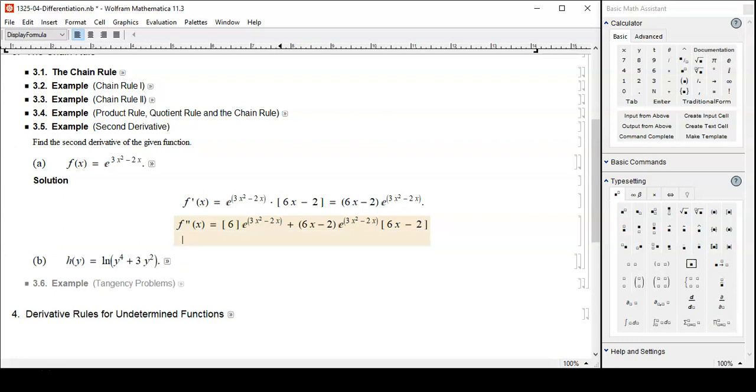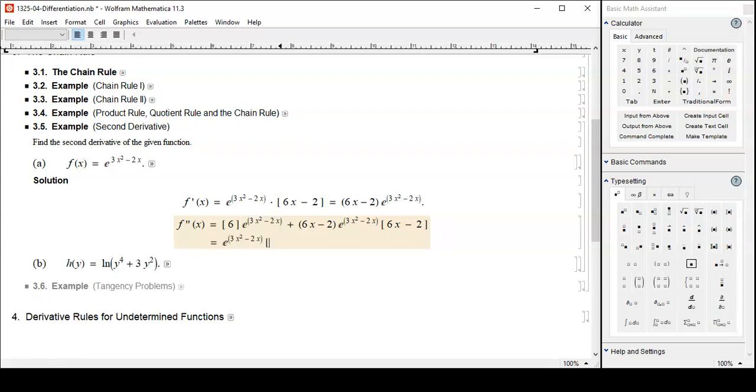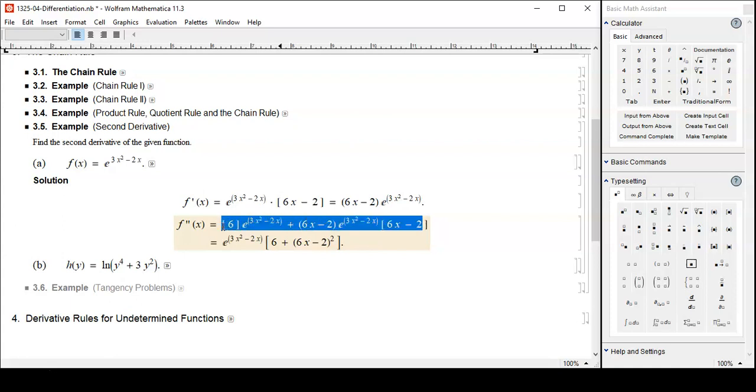So if I simplify, what do you get? Well, let's see. Exponential is common. And then 6 plus 6x minus 2 squared. Looks like that's what I'm going to get. Did I do this right? And of course, if I break up these parentheses and take the like terms together, I may get a little bit simpler expression here, but I'd rather stop here. I mean, I could have stopped here in the first line too.